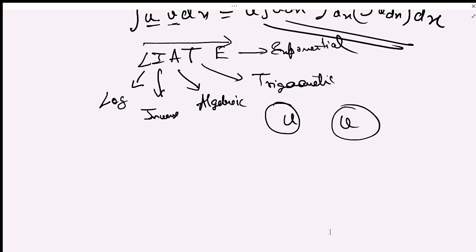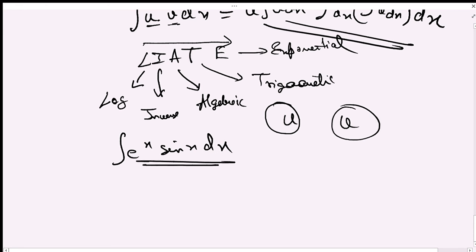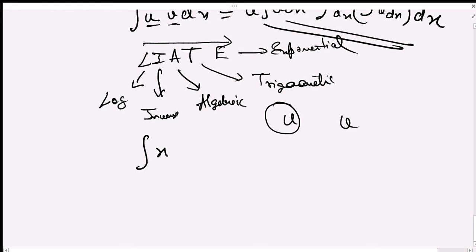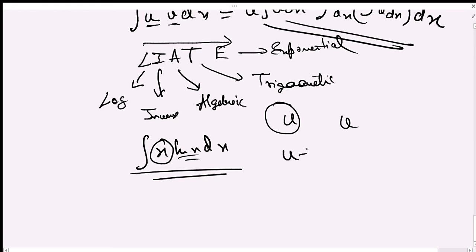For example, suppose you have the integration of e to the power x sin x dx. e to the power x can also be integrated quite easily. Let me do it in a more preferential way that will help you understand the problem. Suppose you have the integration of x ln x dx. Now you know that you can integrate x quite easily, but integrating ln x is not that easy. So what you will do is set u as ln x and v as x.